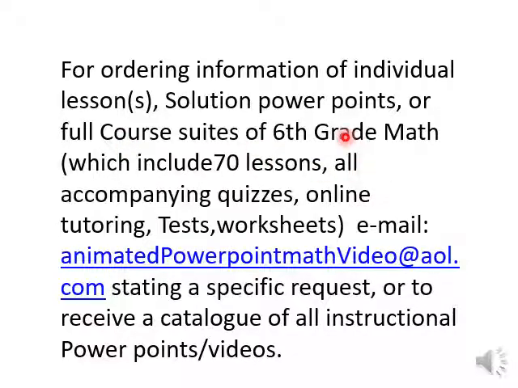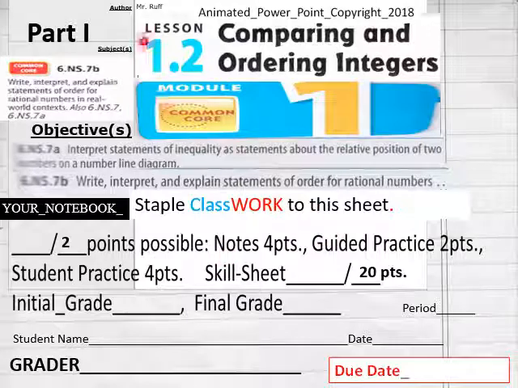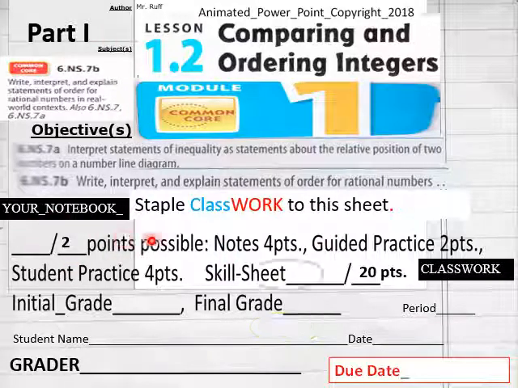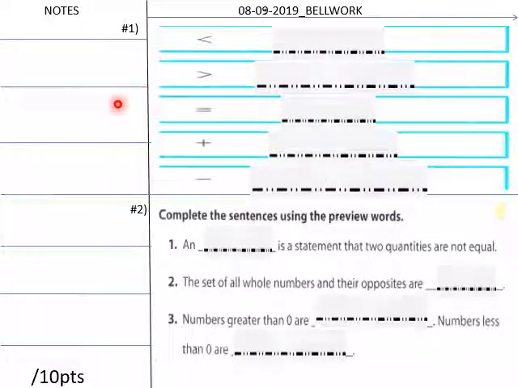Hello everybody, getting ready to do 1.2 of 6th grade math today, part 1. Part 2 and part 3 are available at that email. 1.2 part 1 today, we got 2 points here of note taking. And we have a 20-point classwork sheet today on comparing and ordering integers.